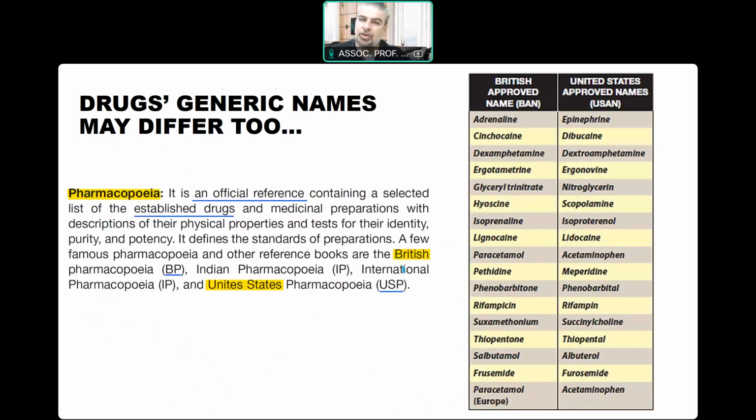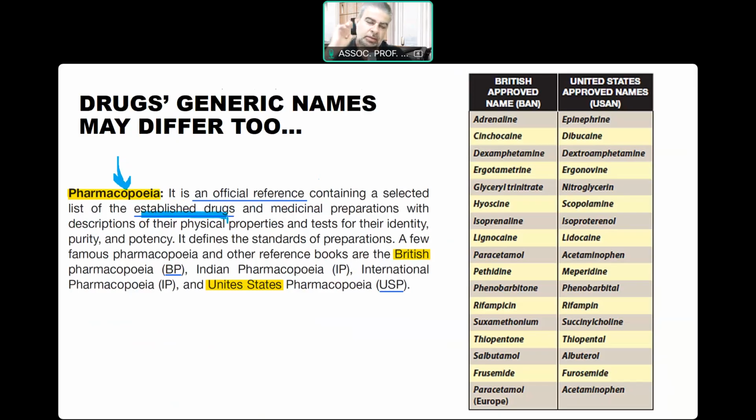To make things a little bit more puzzling, you have to understand that drug generic names themselves may differ according to what is called the pharmacopoeia. So we have to know what a pharmacopoeia is first, so that we understand the differences in generic names. There are some differences in generic names sometimes for some drugs. The pharmacopoeia is an official reference which contains a selected list of the established drugs.